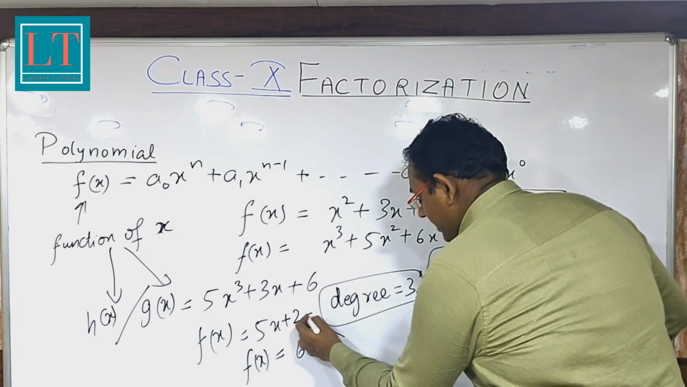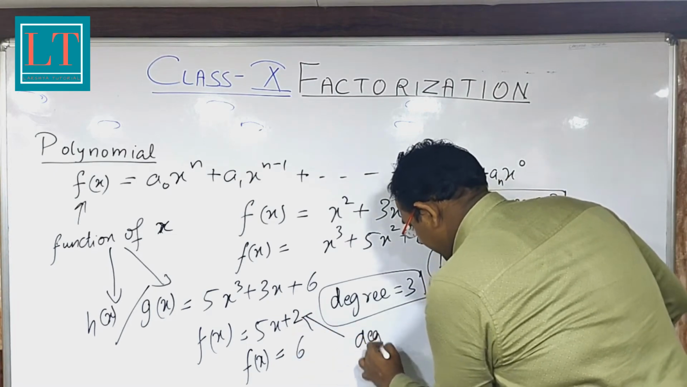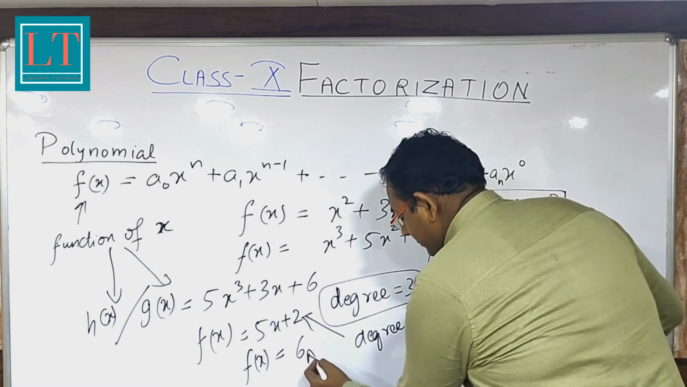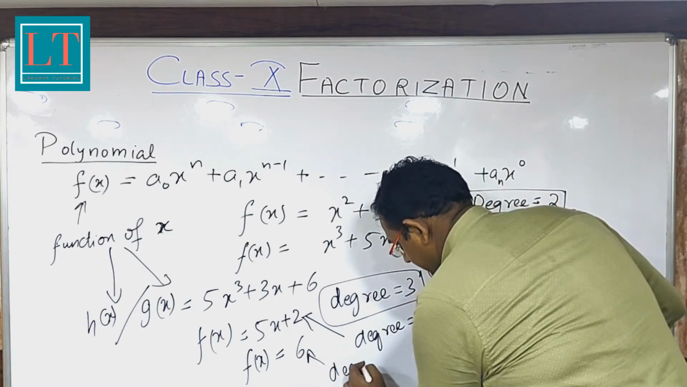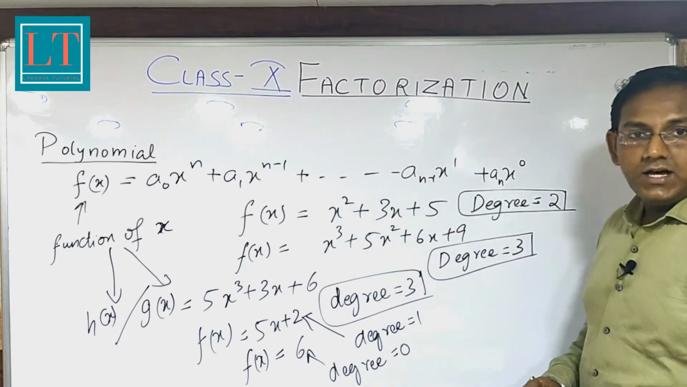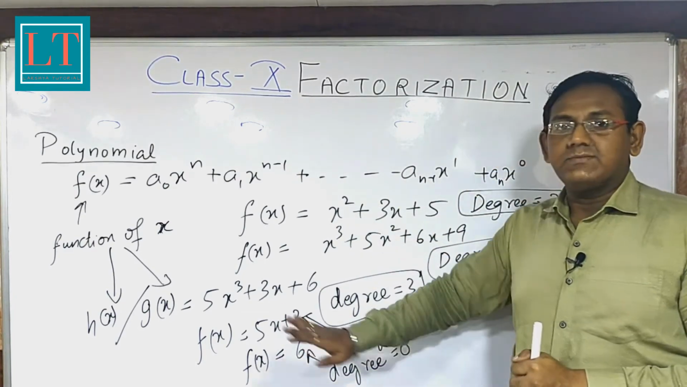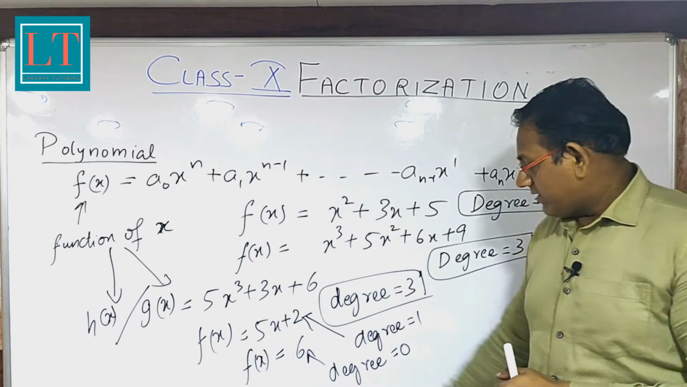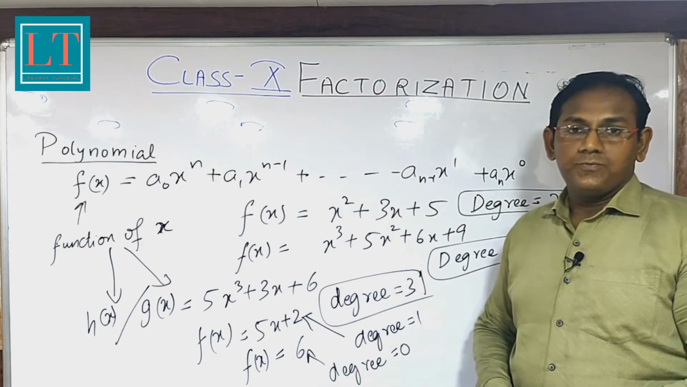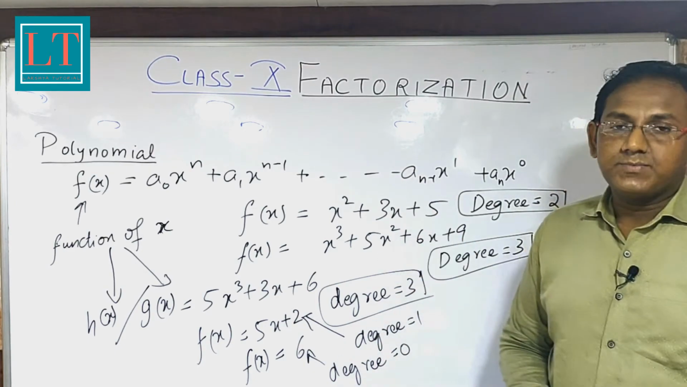In this particular case, we say that the degree is 1. In this particular case, we will say that the degree is 0. So the basic concept is anything that can be expressed in the power of x. Now in this particular case, since there is no x, we will say that the degree is 0. I hope you understood the basic concept of polynomial.